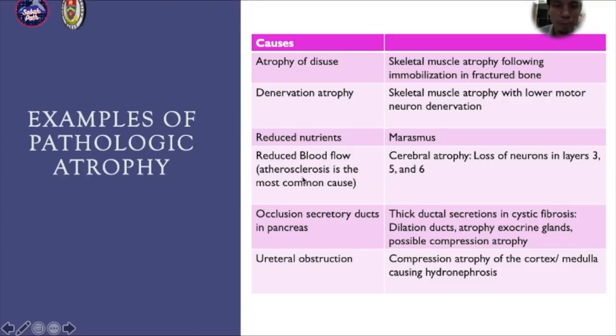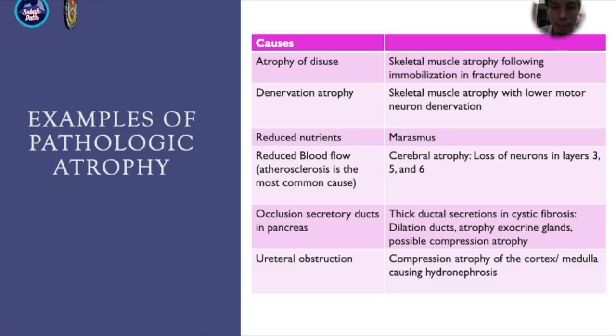And atrophy can also occur in patients with atherosclerosis, whereby there will be cerebral atrophy as a result of loss of neurons in layers 3, 5, and 6. Atrophy can also be due to occlusion of secretory ducts of the pancreas. For example, in cystic fibrosis, there is a thick ductal secretion causing dilatation of the duct, atrophy of exocrine glands, and also leading to compression atrophy.